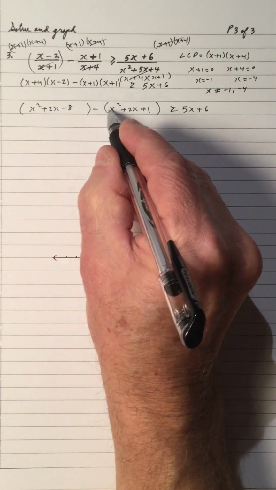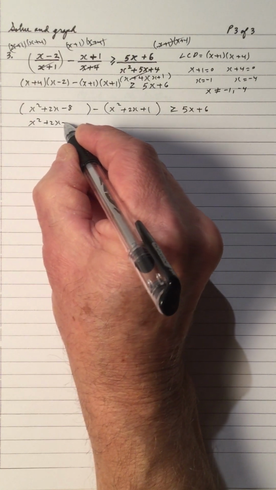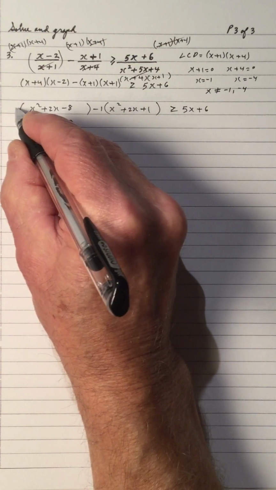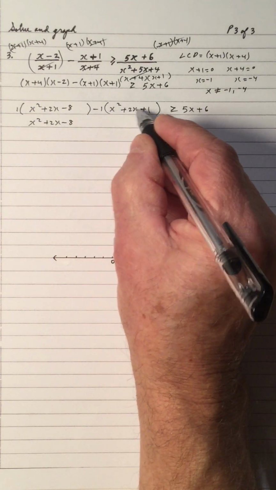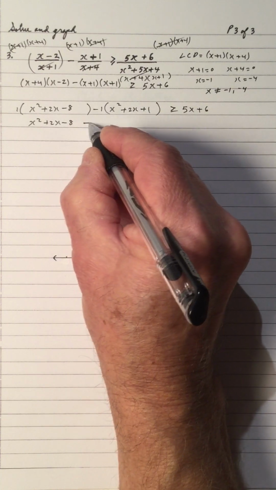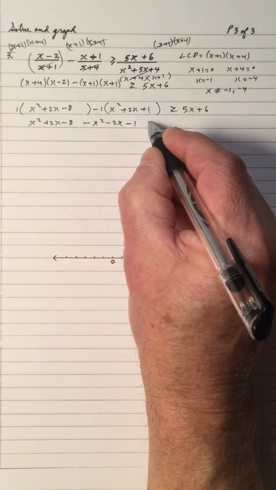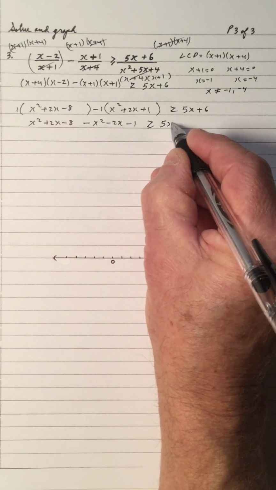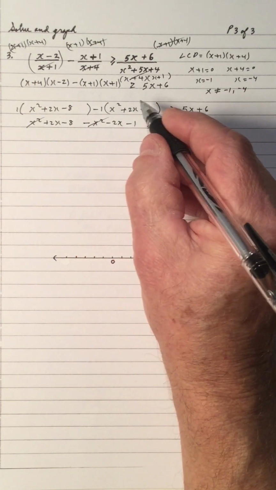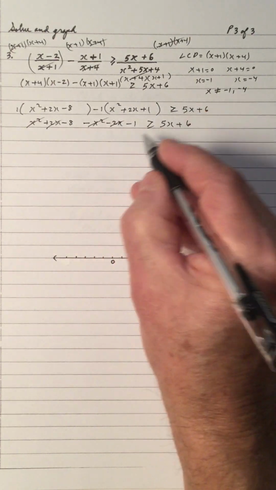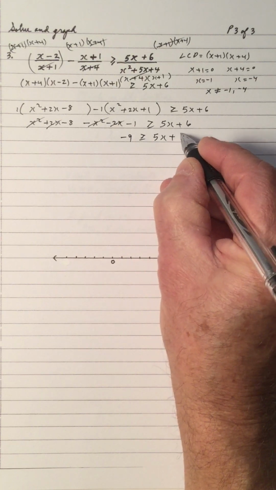Now, I'm subtracting, so I put a 1 here. So x squared plus 2x minus 8. If I put a 1 here, that gives you that trinomial. Negative 1 times those 3 terms is negative x squared minus 2x minus 1, greater than or equal to 5x plus 6. And I simplify the left side. x squared, negative x squared cancels. Positive 2x, negative 2x cancels. I get a negative 9 greater than or equal to 5x plus 6.